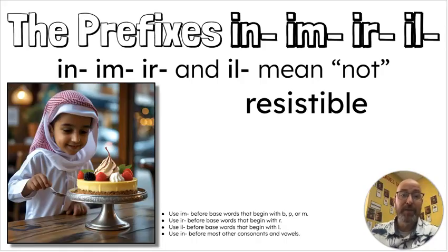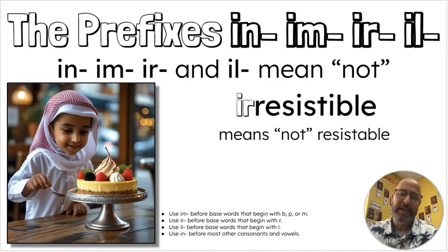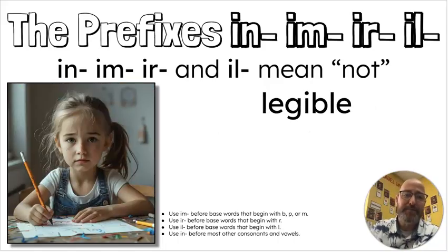Let's try another one. Resistible. I don't think that dessert is resistible. I think he's about to dig into that. And if it starts with an R, what do we use? IR. So what's our new word? Irresistible. And irresistible means what? Not resistible, which means they can't stop themselves from taking a bite.